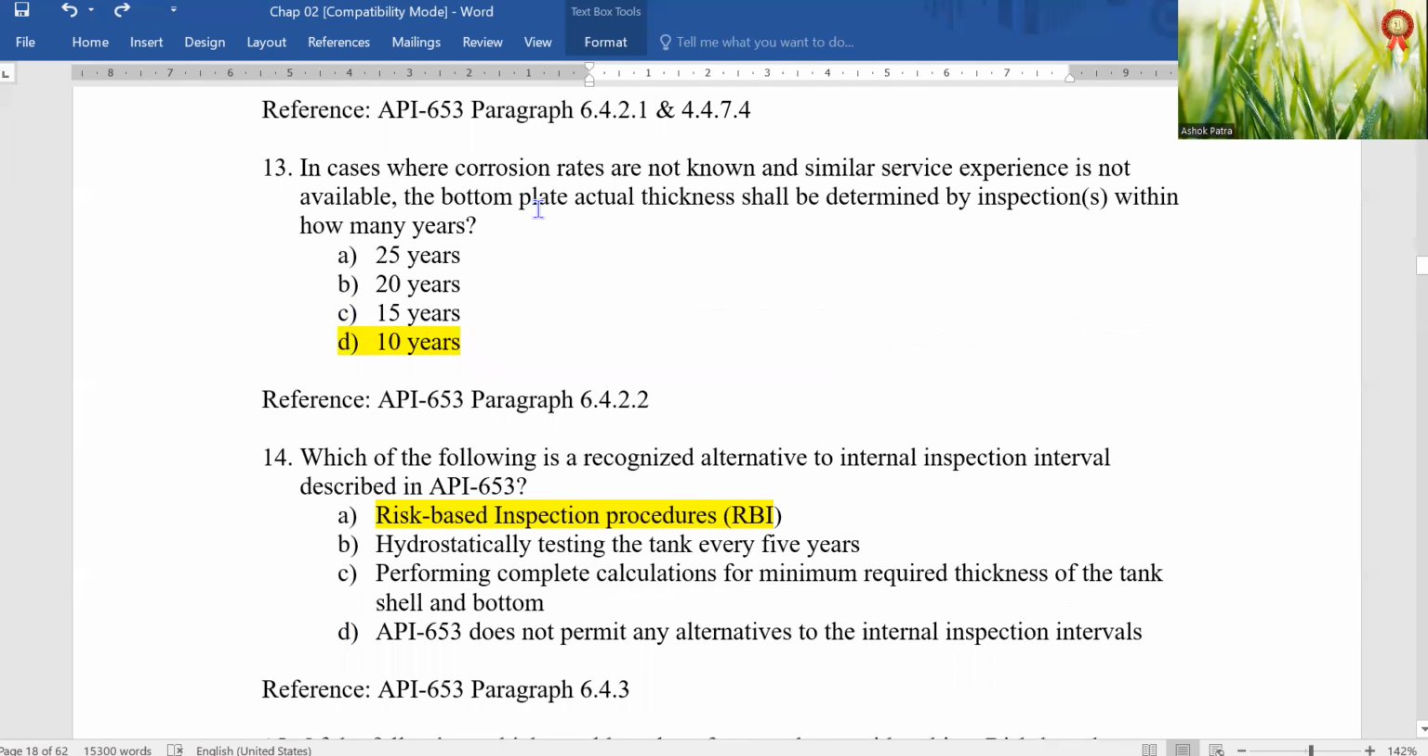In cases where corrosion rates are not known and similar service experience is not available, the bottom plate actual thickness shall be determined by inspection within 10 years. So internal inspection, 10 years. Which of the following is a recognized alternative to the internal inspection interval described in API 653? Risk-based inspection procedure, RBI.